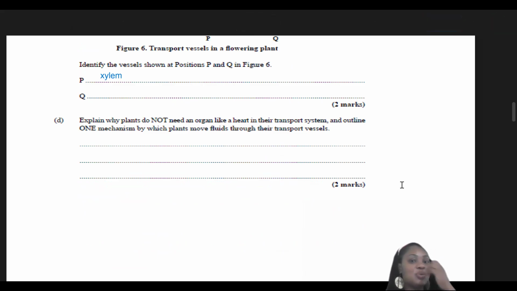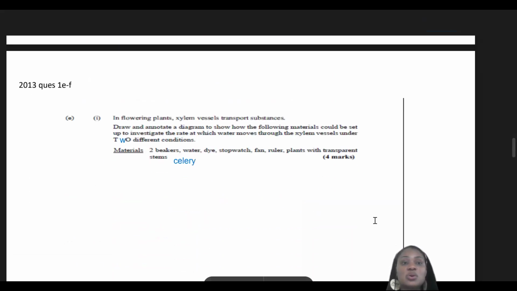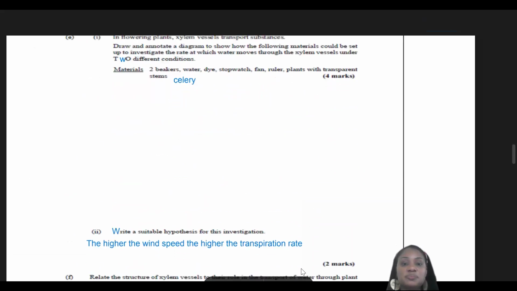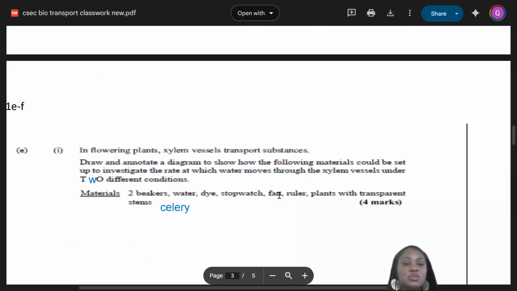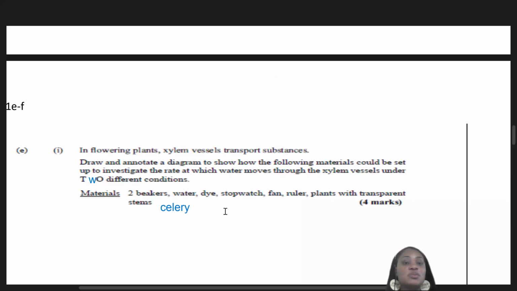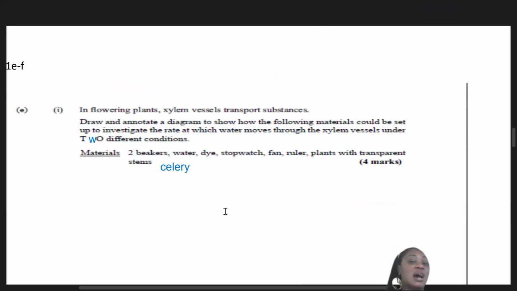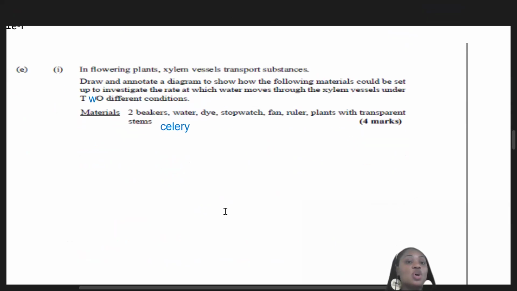And then they said, can you give one mechanism by which plants move their fluids through their transport vessels since they don't have a heart? This is where you'd say they use transpirational flow, right? So 2 marks. The next question is based on the celery experiment. So this is 2013. In flowering plants, xylem vessels transport substances. Draw and annotate a diagram to show how the following materials could be set up to investigate the rate at which water moves through the xylem vessels under 2 different conditions.